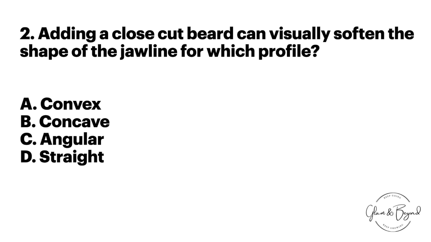Number 2, adding a close-cut beard can visually soften the shape of the jawline for which profile? A, convex, B, concave, C, angular, D, straight. The answer is C, angular.